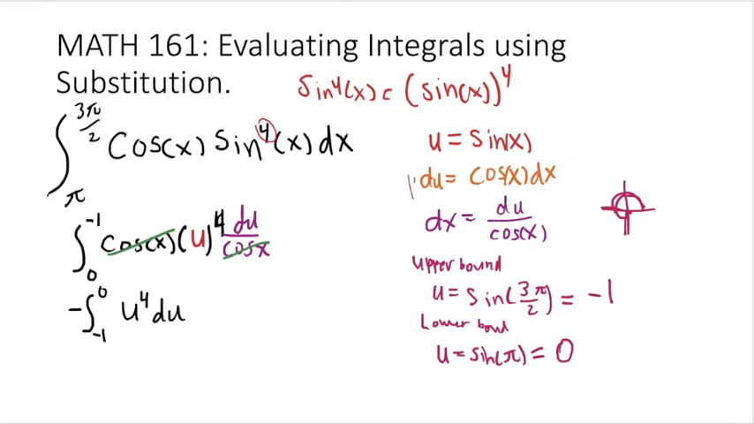So now let's solve this integral. The negative is going to hang out on the outside because it's a constant. And it's going to be -1 to the 4th minus 0 to the 4th, which evaluates to be -1 to the 4th is +1 minus 0, with the negative from the outside. It's going to end up being -1.